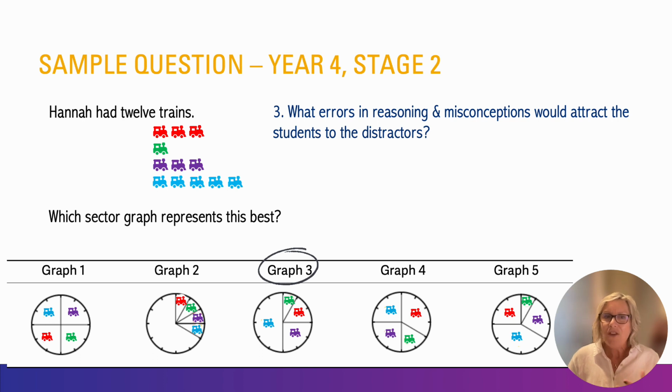Graph 3, students may have observed the proportions, but were inaccurate with their counting. Graph 4, students had little understanding of representing categories in graphical form, and Graph 5, of course, is the correct answer. Pause the video and discuss.